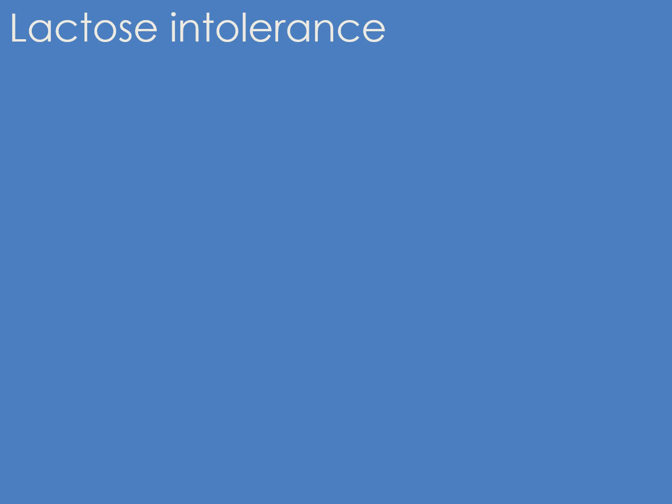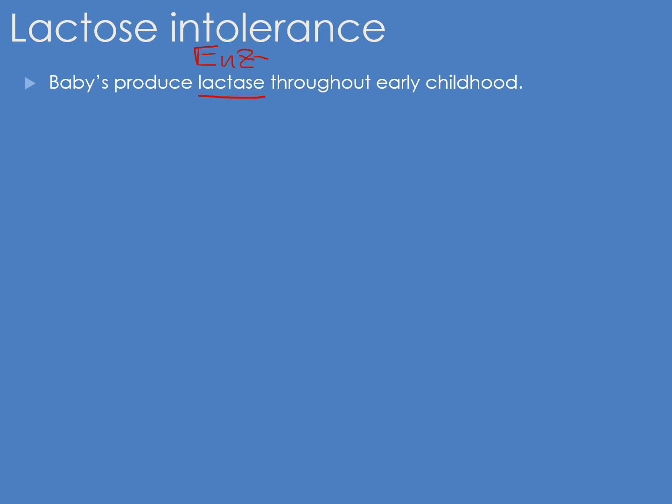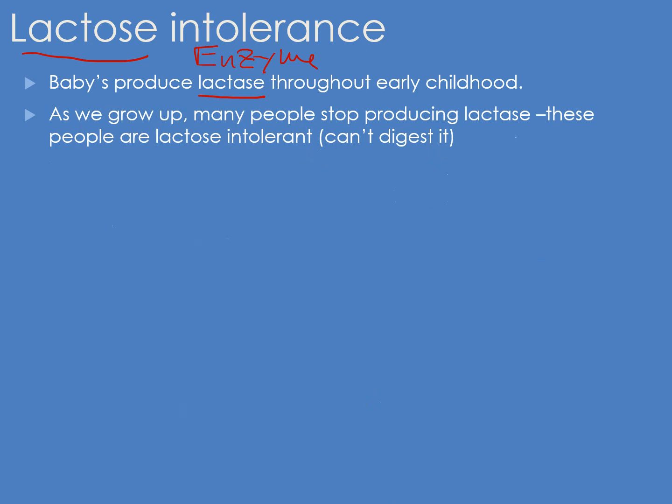So lactose intolerance is as follows. Babies produce lactase throughout early childhood. Lactase is an enzyme that breaks down lactose. So this is an enzyme. If you produce this enzyme, you can break down lactose, the main sugar in breast milk. So babies obviously produce it because they breastfeed, they eat or drink milk.